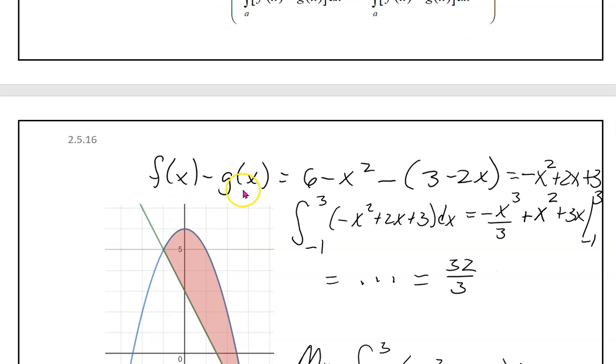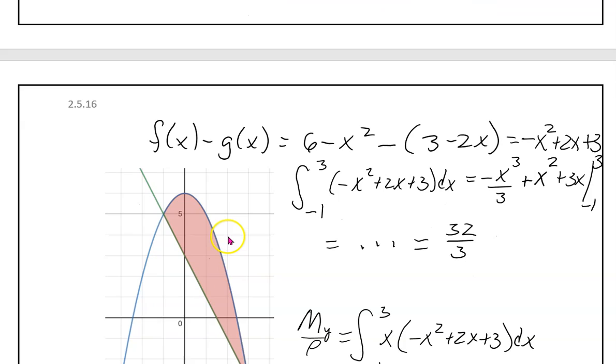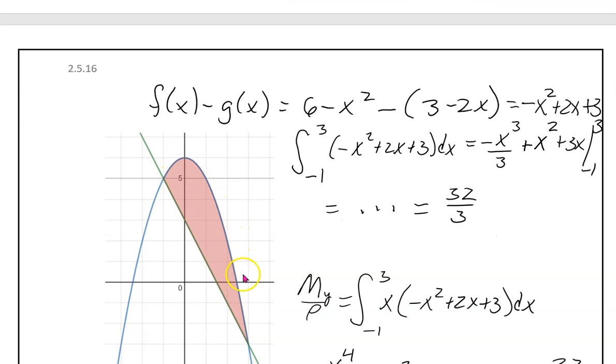First, note that f of x minus g of x is the upper function, the downward opening parabola, 6 minus x squared, minus the negatively sloped line, 3 minus 2x. That gives us negative x squared plus 2x plus 3. To compute the area under the curve, we simply take the definite integral from -1 to 3, from where they intersect at -1, 5 to where they intersect at 3, -3. And that gives us 32/3.